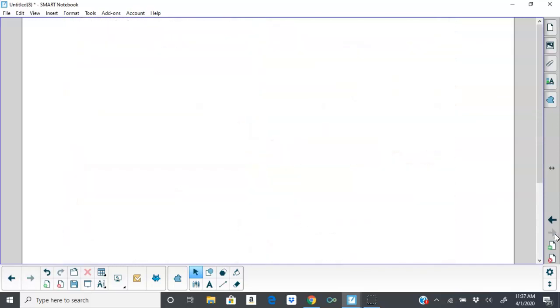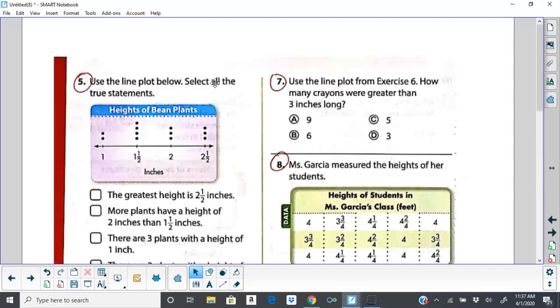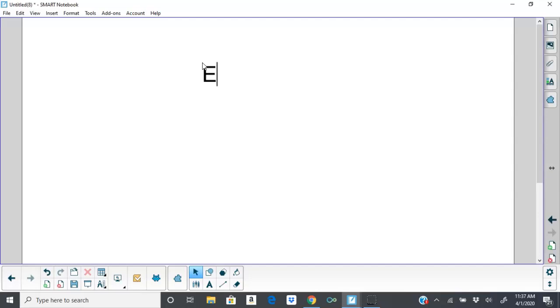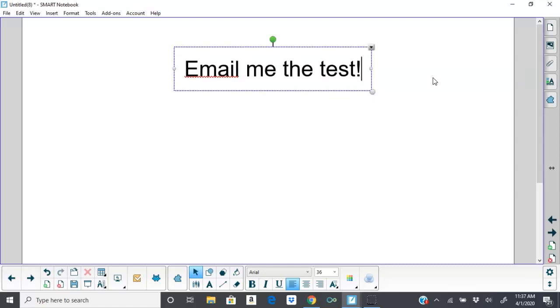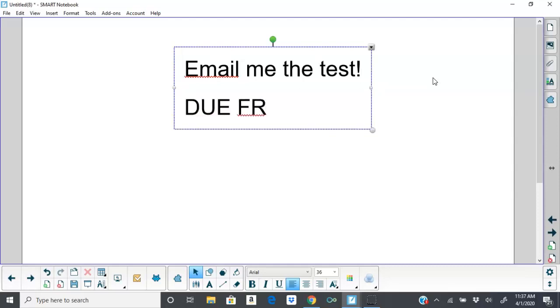Okay, so after you finish your test, you need to email the test to me. So you're going to have your parents take a picture or scan it, whatever works best, and you're going to send me both sides. Make sure your name is in the email and your name is on the test. And just email me this test by Friday morning, okay? It's due Friday.